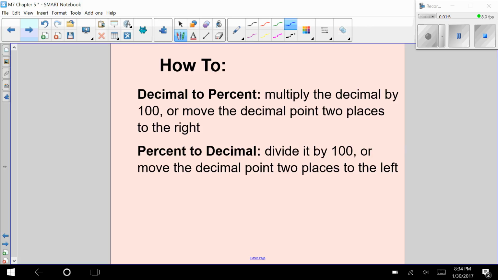So to change a decimal to a percent, we multiply the decimal by 100. Or more simply, we move the decimal point 2 places to the right and then stick a percent sign on the end. To change a percent into a decimal, we divide it by 100. Or more simply, move the decimal point 2 places to the left.